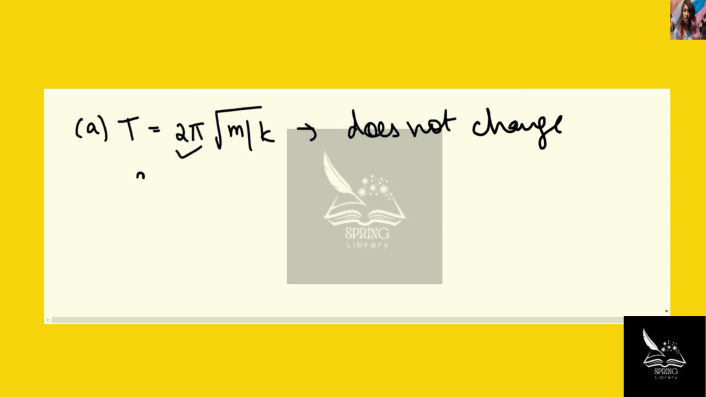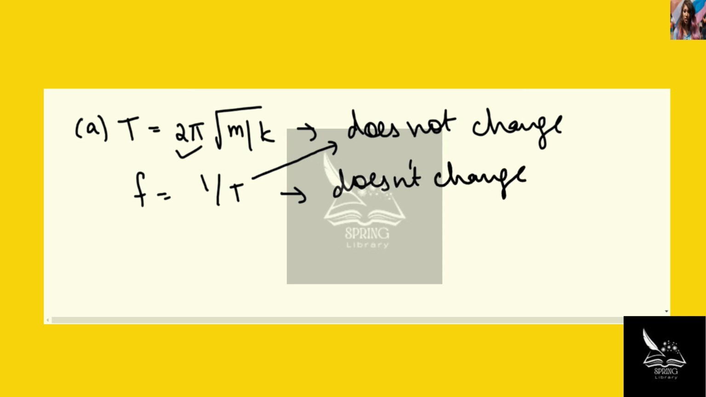The second one is frequency. That is 1 upon T. 1 is a constant. It is only dependent on time period, and we have already said the time period doesn't change with respect to amplitude. Hence, frequency also doesn't change.